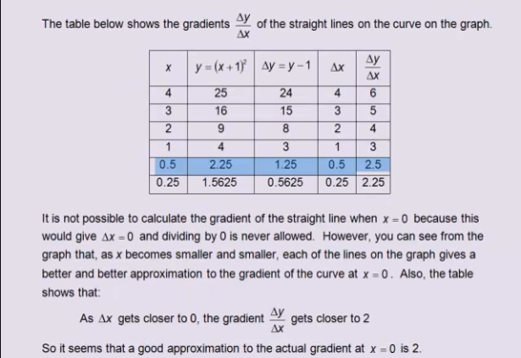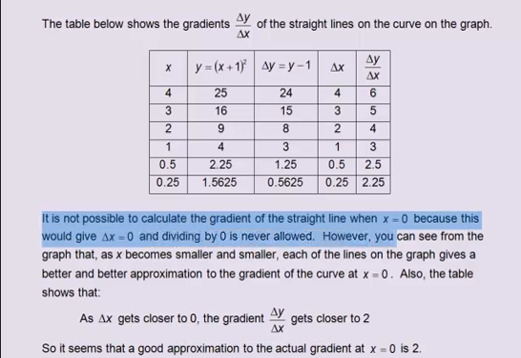It can also be shown that when x is equal to 0.5, y is equal to 2.25, delta y is equal to 1.25, delta x is equal to 0.5, therefore delta y divided by delta x is equal to 2.5, and when x is equal to 0.25, y is equal to 1.5625, delta y is equal to 0.5625, delta x is equal to 0.25, therefore delta y divided by delta x is 2.25. It is not possible to calculate the gradient of the straight line when x is equal to 0, because this will give delta x equals 0, and dividing by 0 is never allowed.